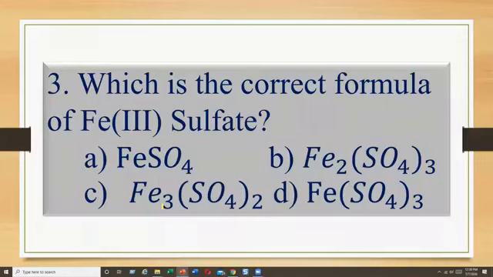Third question. Which is the correct formula of iron 3 sulfate? The valency of iron is 3. On the other hand, the valency of sulfate is 2. B. So the right option is B, because the valency of iron is written after sulfate and the valency of sulfate is written after iron.